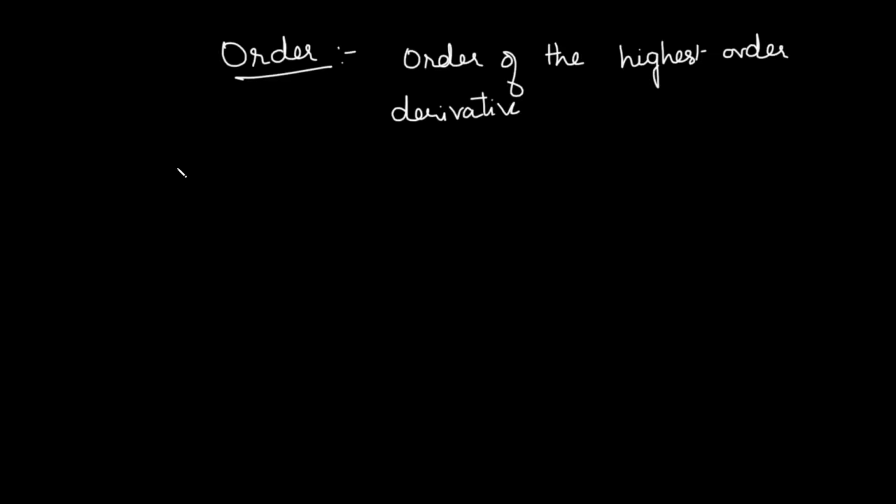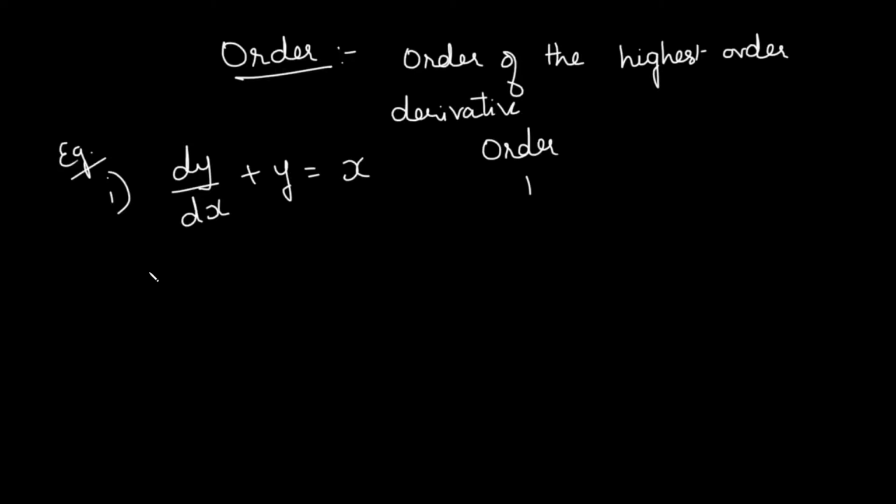For example, suppose we have dy/dx + y = x. Now in this case, of course, there is only one derivative, dy/dx, and the order is 1 because it is a first order derivative. So in this case, we write the order as 1.